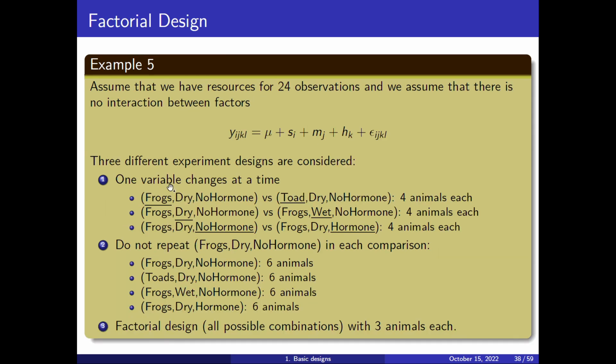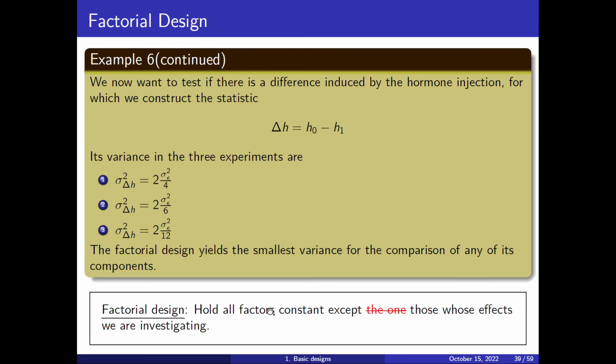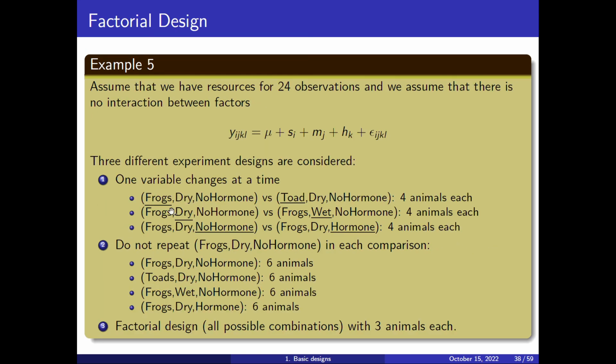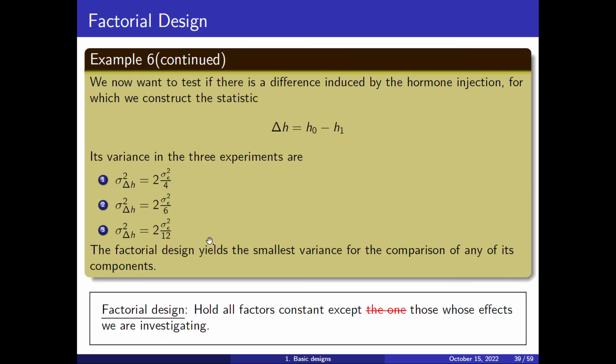So in the first experiment, we are dividing by 4 for that comparison. But in the second experiment, we are dividing by 6 in that comparison. This comparison has 6 animals here, 6 animals here, so we are dividing by 6. But in the last one, if you count how many animals have received hormone and how many have not, you will have 12, so you are dividing by 12. So for this comparison, the smallest variance is achieved in the factorial design. So the factorial design is the most accurate when reporting whether there is a difference between the hormone and non-hormone.